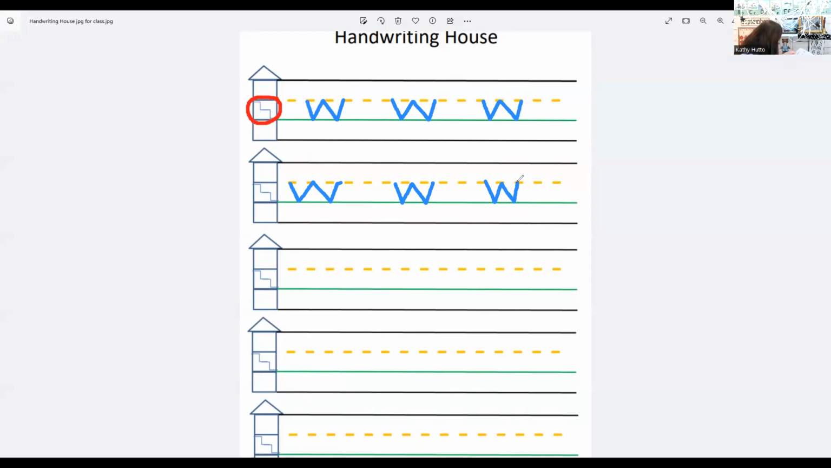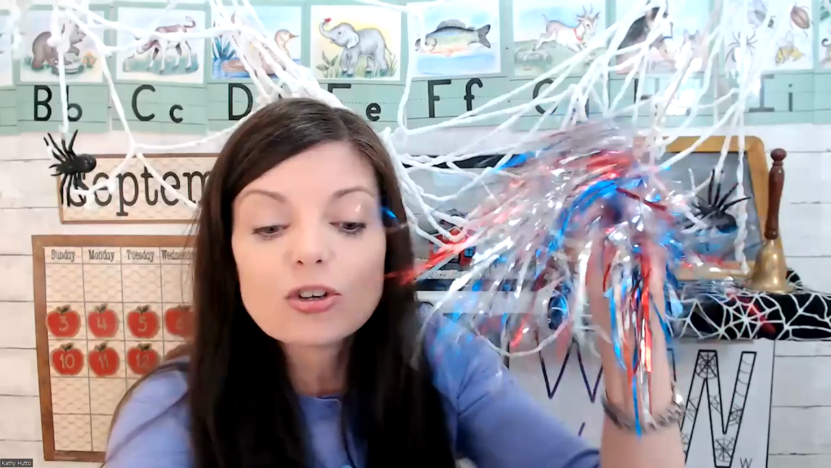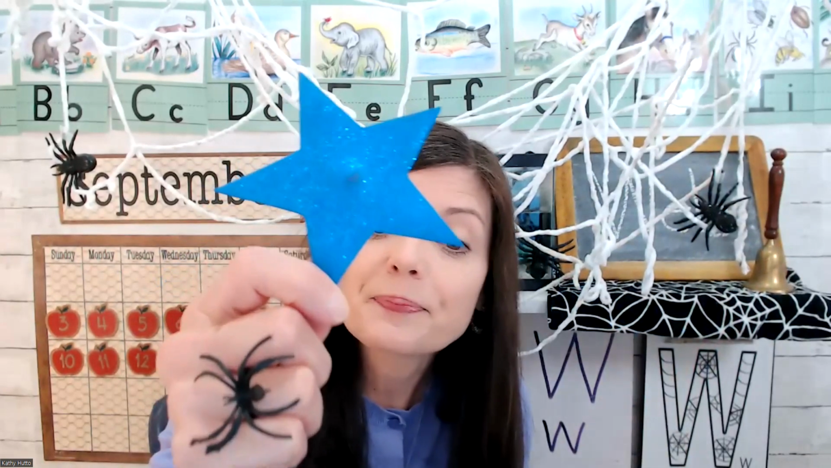Okay, I know you're doing a great job practicing your W's, so I'm going to cheer for you. You are listening and you are learning. And here is a sticker for handwriting time. Well, now we know what W looks like. We know how to write it.